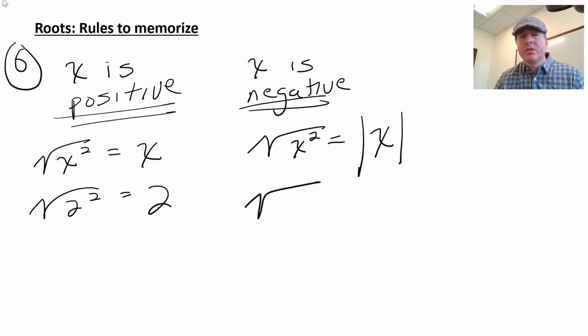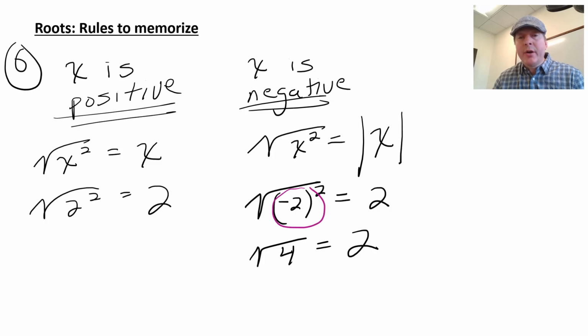So for example, if x is negative, suppose negative 2. What's the square root of negative 2 squared? That is positive 2. We said earlier, if you have a number underneath the square root symbol, the result is the positive root. That's the same thing as the square root of positive 4, which is positive 2. So the square root of negative 2 squared, it's not negative 2, it's positive 2.